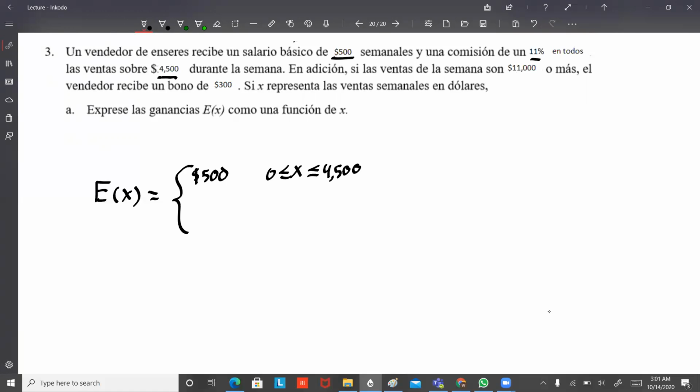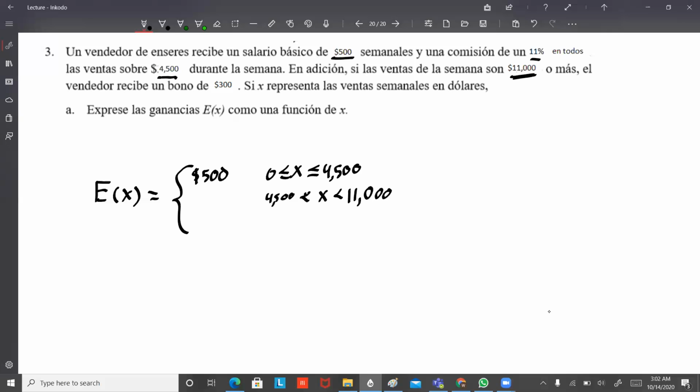Now for the next section, it's going to be from 4,500 to 11,000. So our next one is going to be 4,500, and it's not going to include this one, obviously, because we're now going to start counting the percents for money after that. So at 4,500, you're still on the $500 pay rate. And then we're going to go all the way up to less than 11,000, because at 11,000, our commission doesn't change, but we're going to get this bonus.